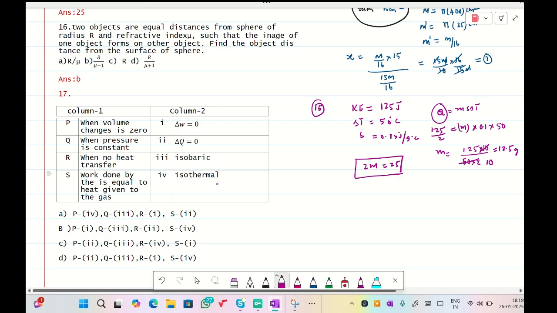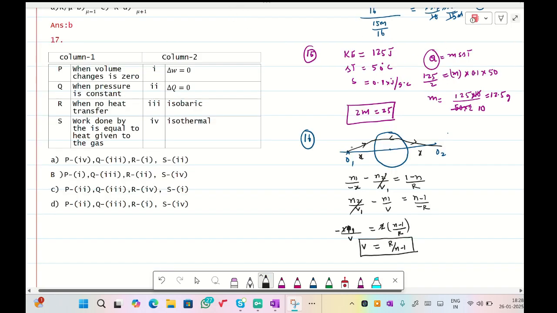Two objects are at equal distances from a sphere of radius r and refractive index mu, such that the image of one object forms at the other object. Find the object distance from the surface of the sphere. One minute, I'll complete the diagram and then I'll come. Right, this is question C here. Object 1 and object 2: this object forms the image here, and this object forms the image here.